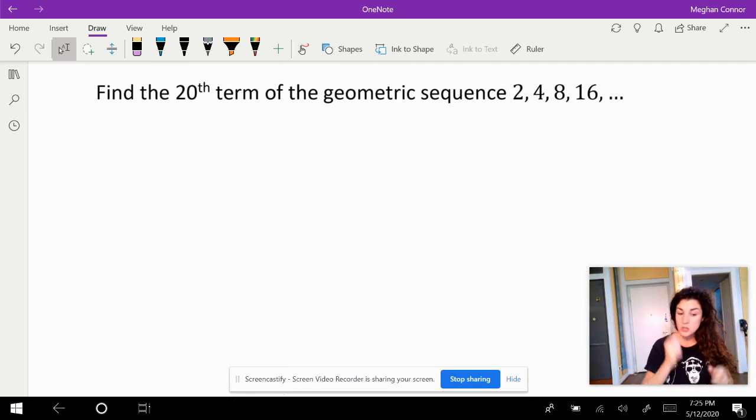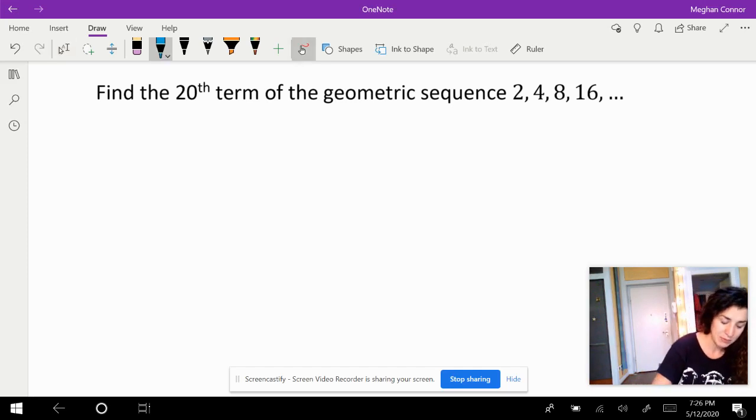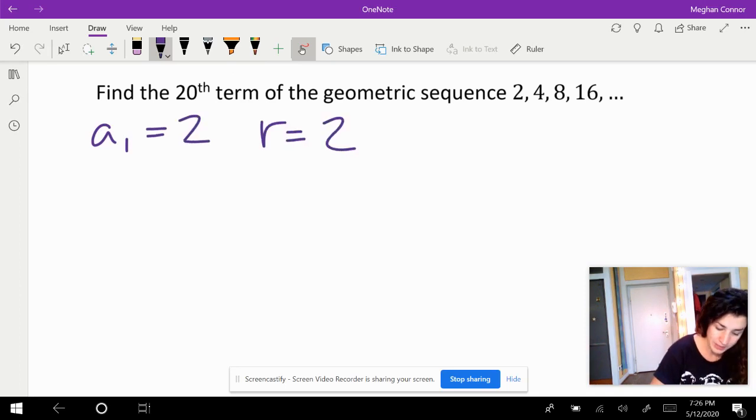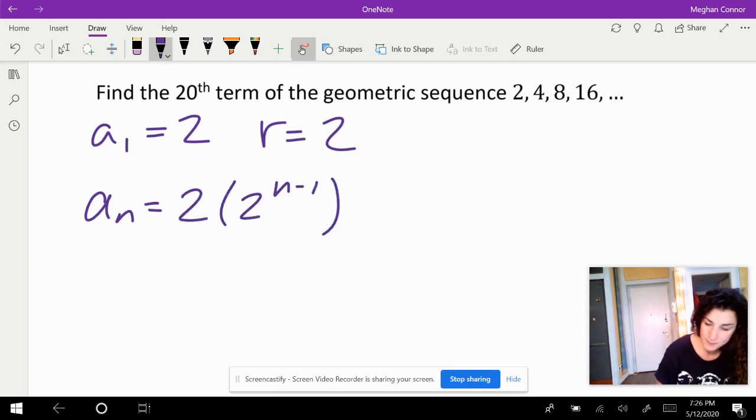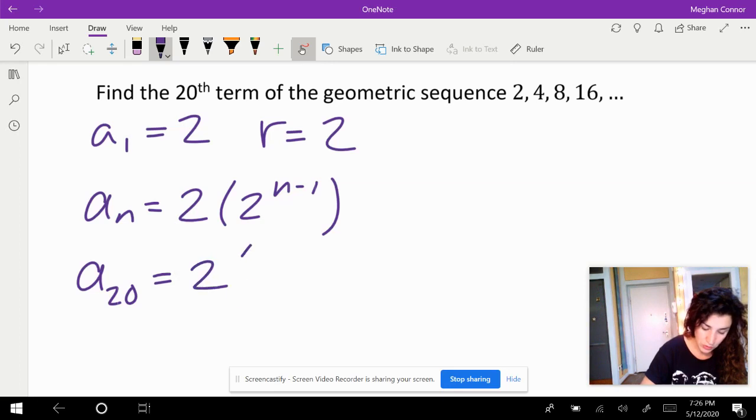Okay, we're going to find the 20th term of this geometric sequence, which means we need to define it first. We need to find the equation, the explicit formula for it, and then use that explicit formula to our advantage. I'm going to label my pieces. A sub 1 equals 2. I'm multiplying by 2 every single time. So A sub n equals 2 times 2 to the n minus 1. And then if I wanted to find the 20th term, we would do 2 times 2 to the 19th power.